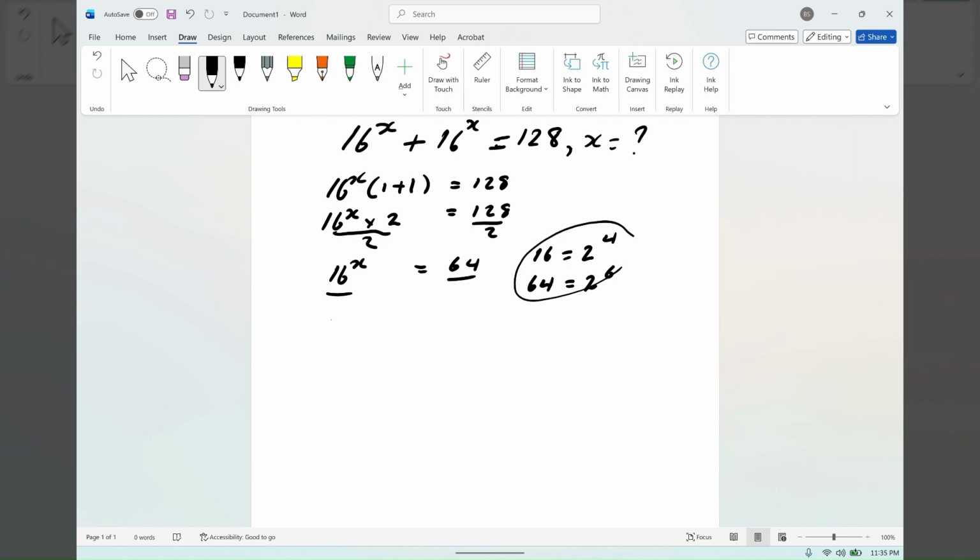We get (2^4)^x equals 2^6. Let's rewrite this as 2^(4x) equals 2^6. Now, this is the same base, therefore 4x has to be equal to 6, and x equals 6 over 4, which equals 3 over 2.